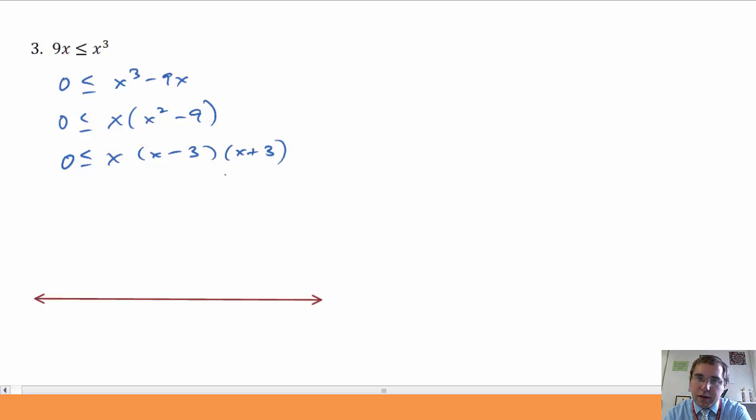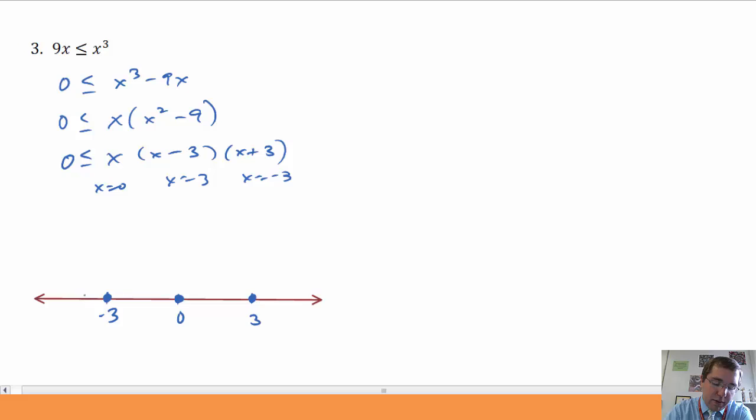But now I have 3 things. This equals 0 if x equals 0, it equals 0 if x equals 3, and it equals 0 if x equals negative 3. So those are the numbers I'm going to start with on my number line. And here I'll put a dot at each one because I'm allowed to equal 0. We have 0 less than or equal to x times x minus 3 times x plus 3. So I'm allowed to equal 0, so I will actually put dots there, not open circles. Then I'm going to pick a number in each of those 4 sections, and I'll check it.